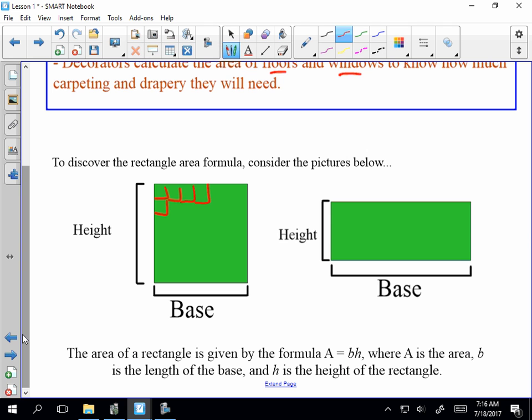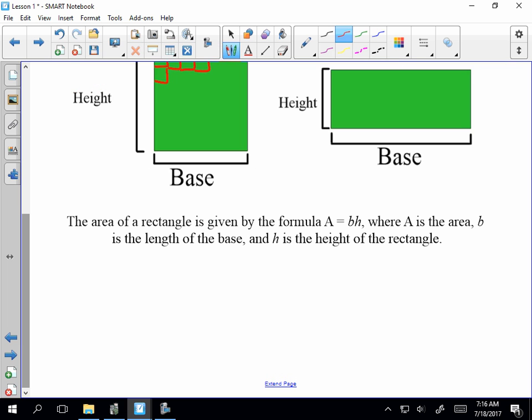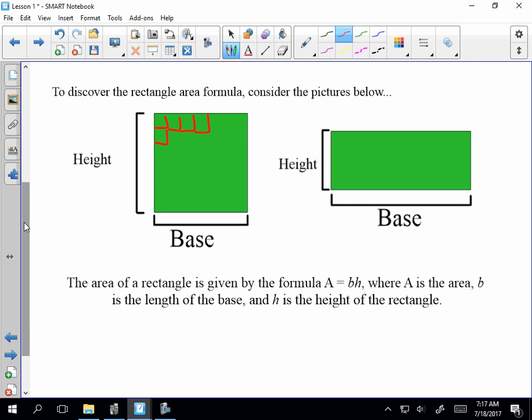So when we're looking at a rectangular shape or a parallelogram shape, what we always need to find is the base and height of the object. And if we're dealing with a rectangle, our area formula is a very simple formula. It's area equals base times height. We're multiplying the length times width, or base times height, to get the area of that shape.